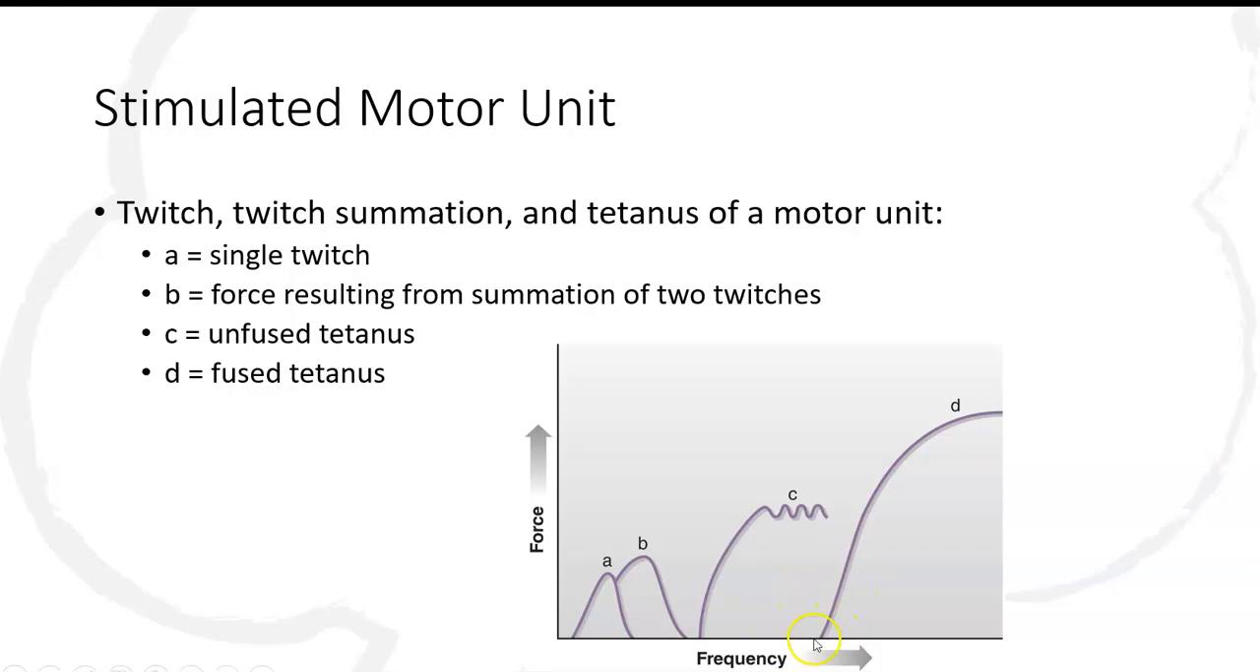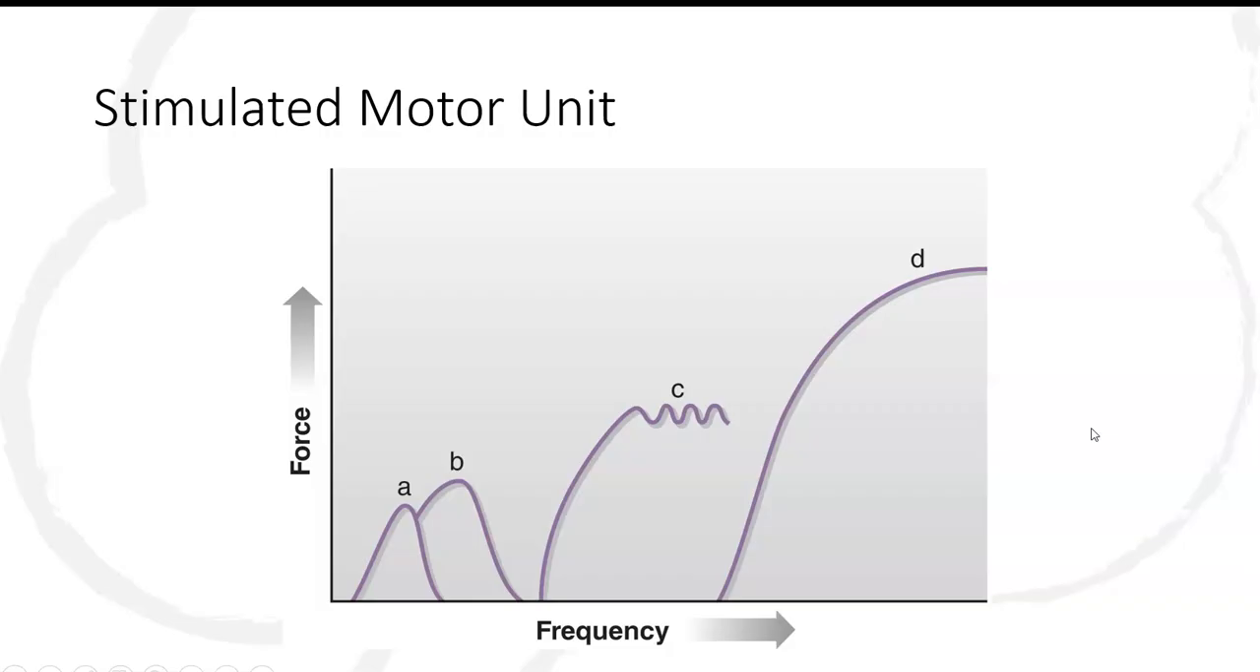And then D, we have a fused tetanus, a nice smooth contraction where we have increased the frequency of the firing of that motor unit to a point of a nice smooth muscular contraction. Okay, that's what it looks like right there.